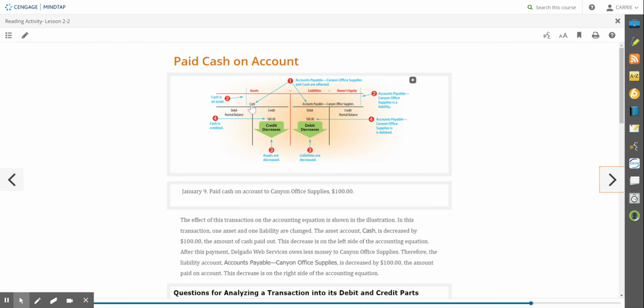We paid cash on account. So this means we're paying Canyon Office Supplies $100 on our account so that we owe them less money. So we are crediting cash $100 to decrease it, and we are debiting our accounts payable $100 to decrease it. There's a debit, there's a credit, each is $100. We're in balance and we can move on.